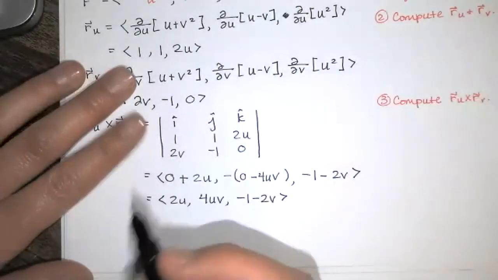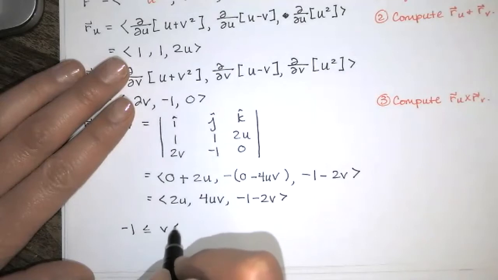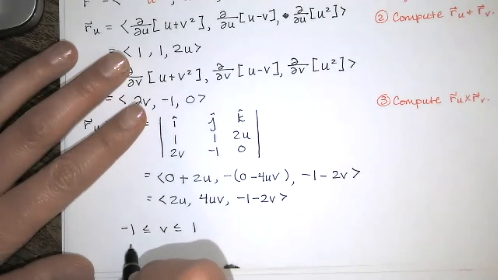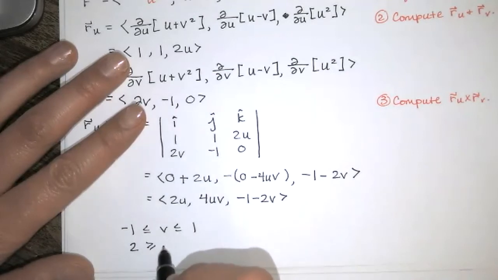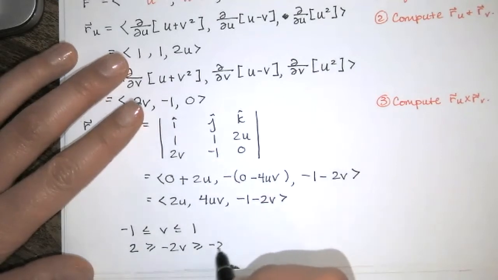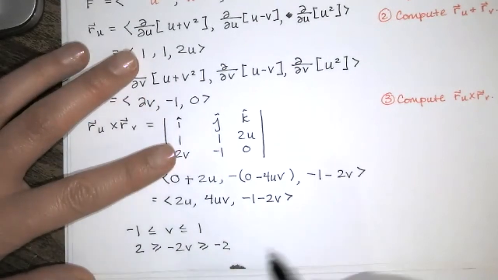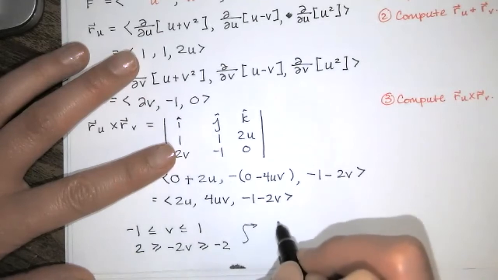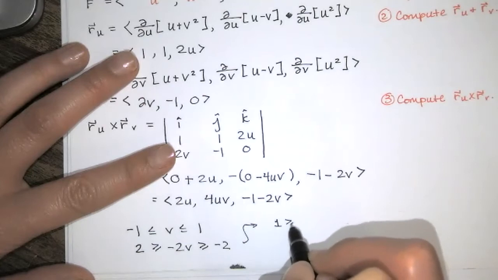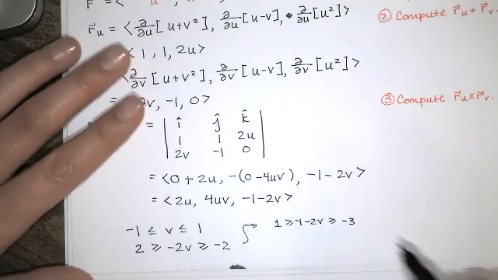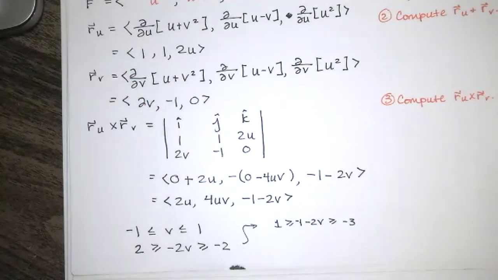If v is between -1 and 1, if I multiply this by -2, I get 2 is greater than or equal to -2v, which is greater than or equal to -2. And then if I subtract 1 from all three parts, I get 1 minus, or -1 minus 2v, -3. It looks like that z component is sometimes positive and sometimes negative.